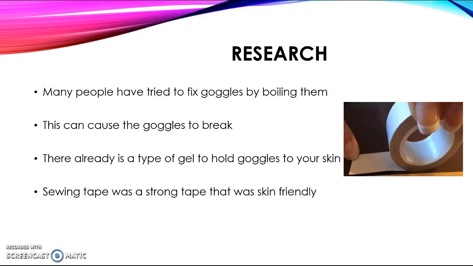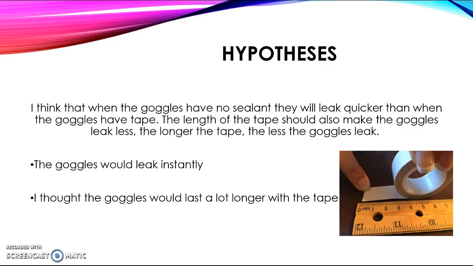Research. Goggles can be fixed by boiling and remolding them. This can cause them to break. Certain gels have been made to prevent goggle leakage. I believe that it would be easier to use tape. Hypothesis. Goggles will leak less when larger amounts of tape are applied.